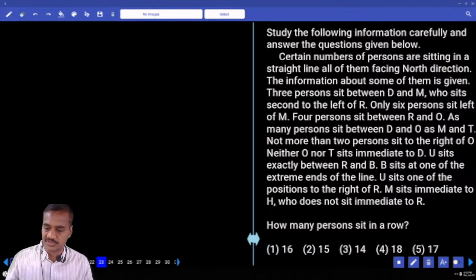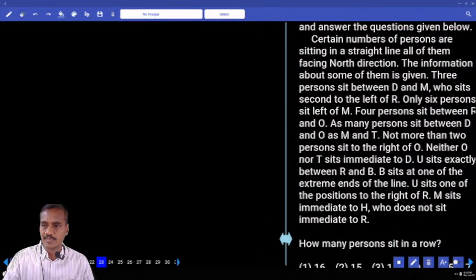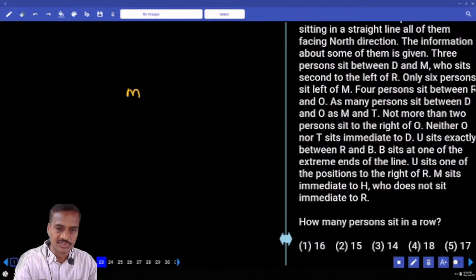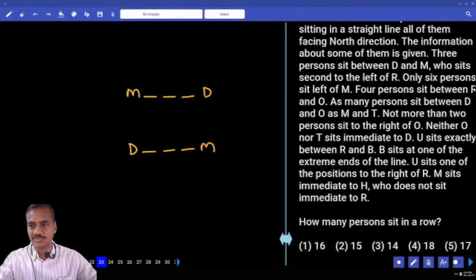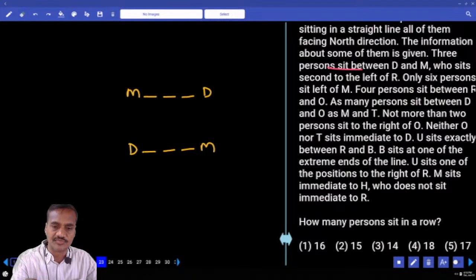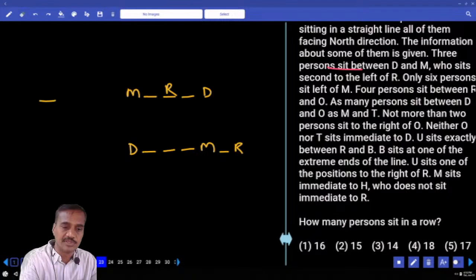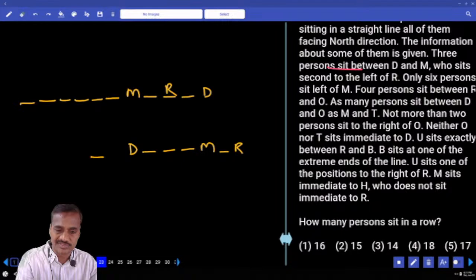In the certain number of persons puzzle, all the numbers are less than 20, so do it in the first priority. Then, 3 persons sit between D and M. How many persons are between D and M? 3 persons. If M is here, 1 2 3, D is here, or D is here, 1 2 3, M is. M is seated second to the left of R. How many persons are to the left of M? 1 2 3 4 5 6. Only 6 to the left of M in the first case; in the second case there are only 2.